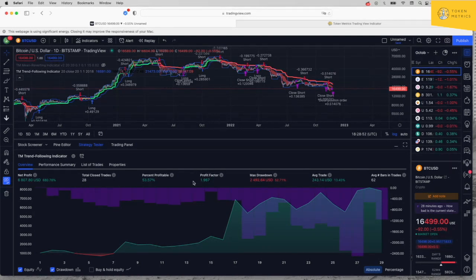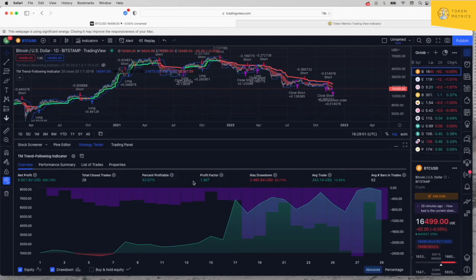Profit factor, usually anything above 1 means that it's a profitable strategy. And then when you get close to 2, it means that it's very, very good. You're making twice as much profit as losses. So anything above 1 is usually pretty good. And then you can look at the average trade and what was the return on the average trade. And obviously, max drawdown is a good metric to understand the overall riskiness of this portfolio.